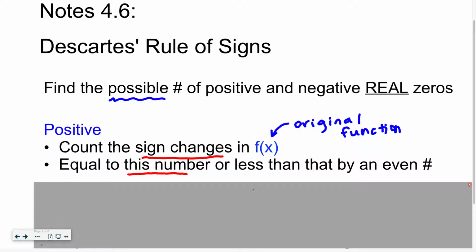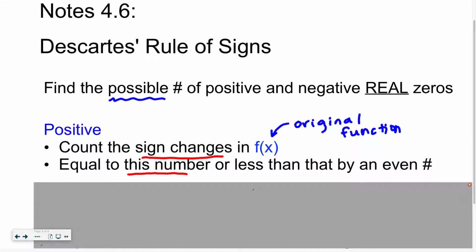If I count my number of sign changes in my original function f of x, and there's one sign change, like one time a term changed signs, and then after that it was always the same, then there's one possible positive real zero, which means it has to exist. There is a positive real zero out there, a zero that shows up to the right of x equals 0. I would consider this equal to that number 1 or less than that by an even number, but 1 minus an even number like 2 is a negative number of real zeros, and that doesn't make sense. You either have 0 or you have more than 0.